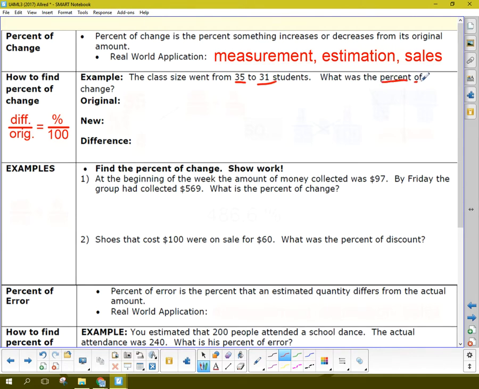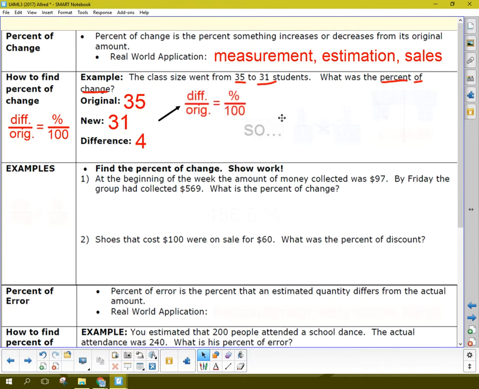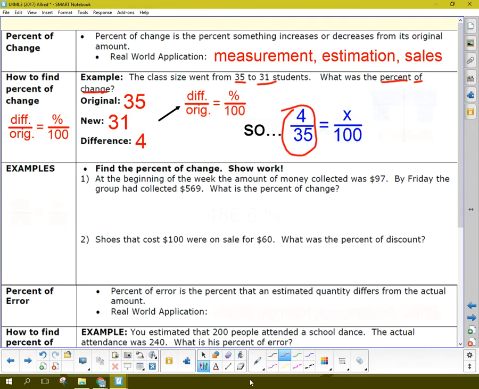If we had a class and the class went from 35 students to 31 students, what was the percent of change? If it started at 35, that means that 35 was the original. It went down to 31. So the difference is 4 children, 4 less children. So we're going to use a proportion that says difference over original equals percentage over 100. We said the difference was 4, and the original amount was 35 children. So we got 4 over 35. This is important, okay? Not 4 over 31 or 31 over 35. No. But the difference over the original.